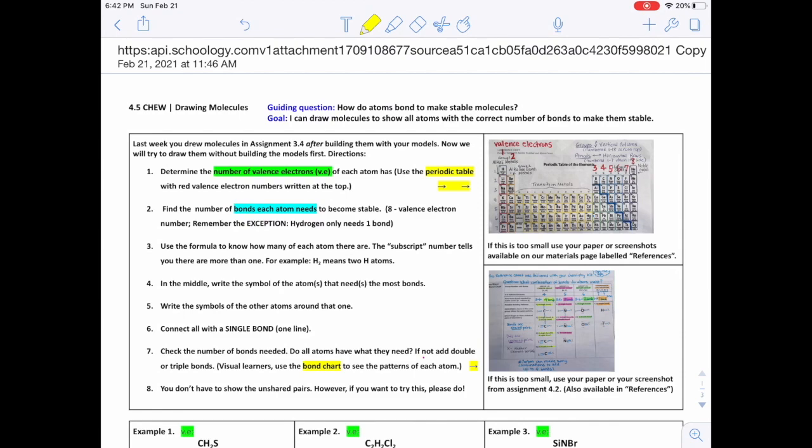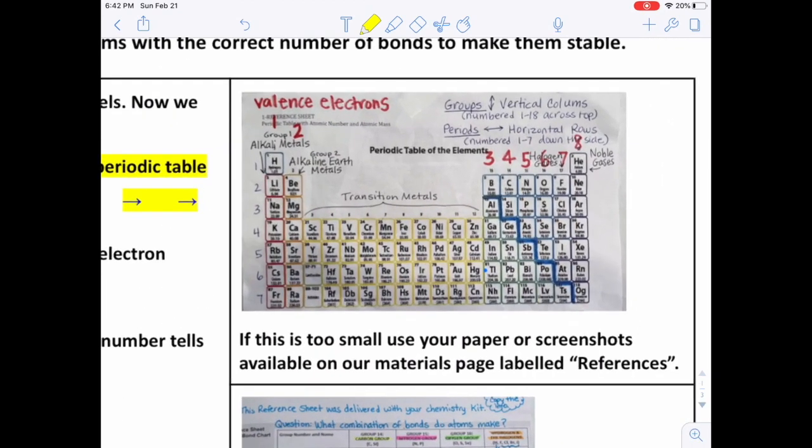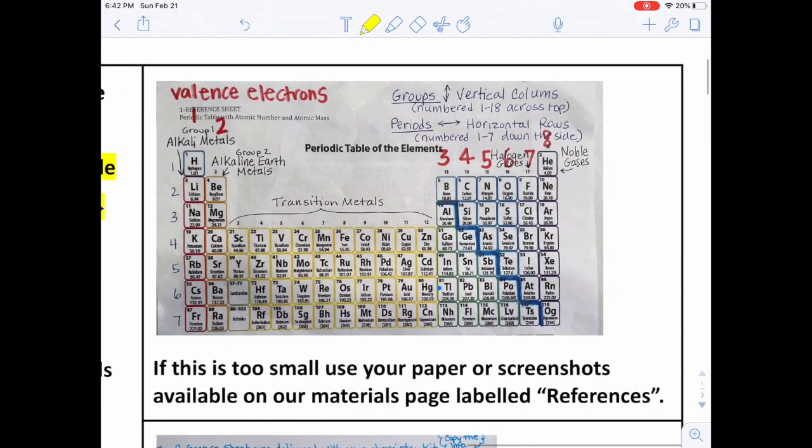4.52, Drawing Molecules. I want to start by looking at the reference sheets. Of course, we know that this one shows us the valence electrons, and we're going to be focusing on just the nonmetals that form covalent bonds. So this section that I've circled, and also hydrogen is going to show up a lot. It's a nonmetal and it forms covalent bonds.